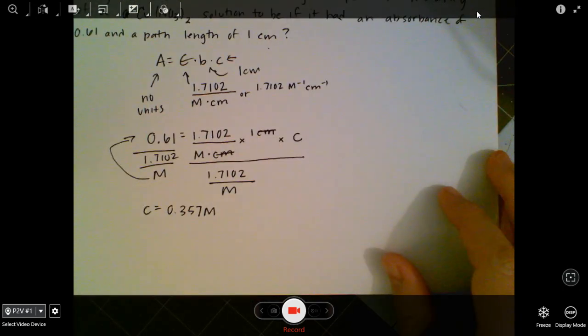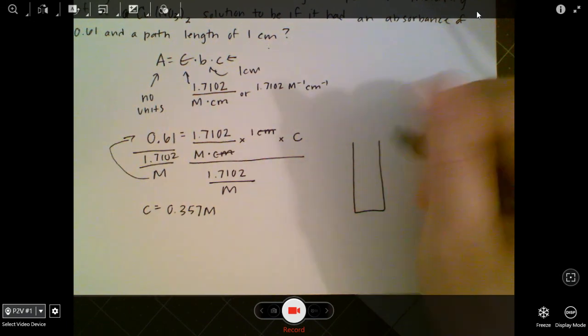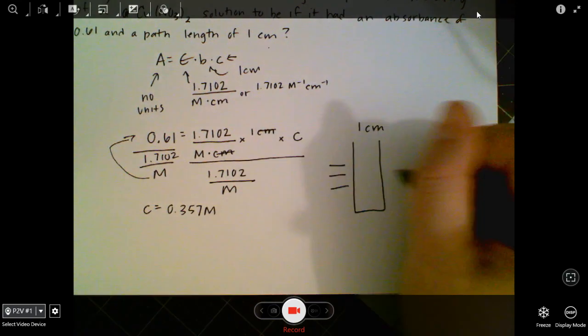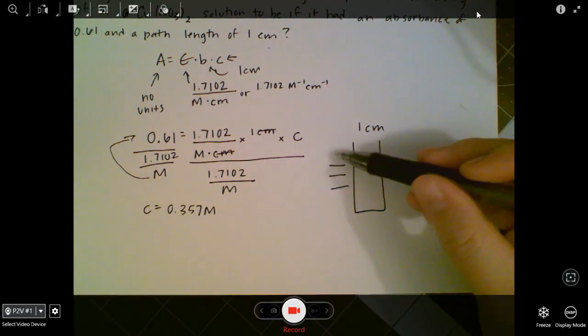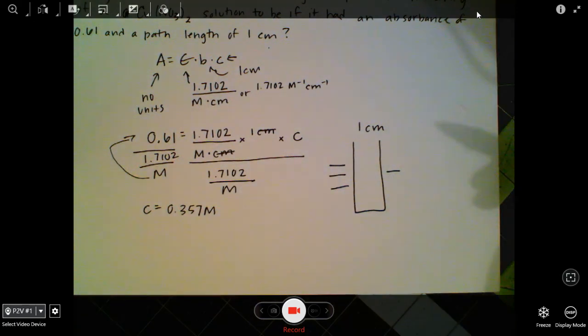Now, you might say to yourself, why is this path length thing important? So if I have a 1 centimeter path length for my light to travel through, when I take that reading, if we say this is all my light and this is light that passes through, when we take that reading, we get our percent transmittance.